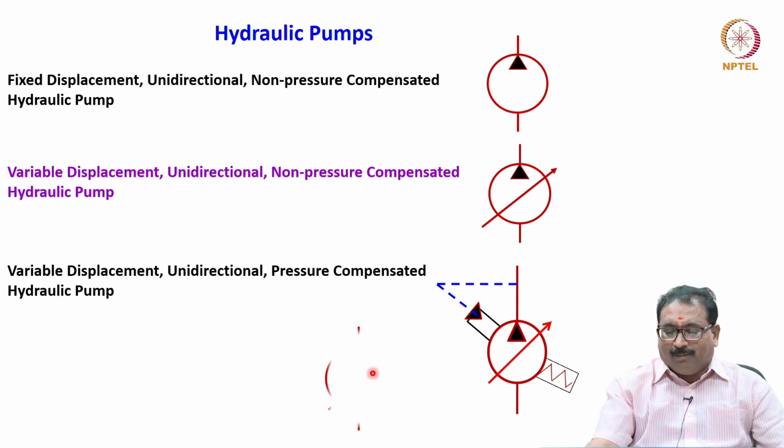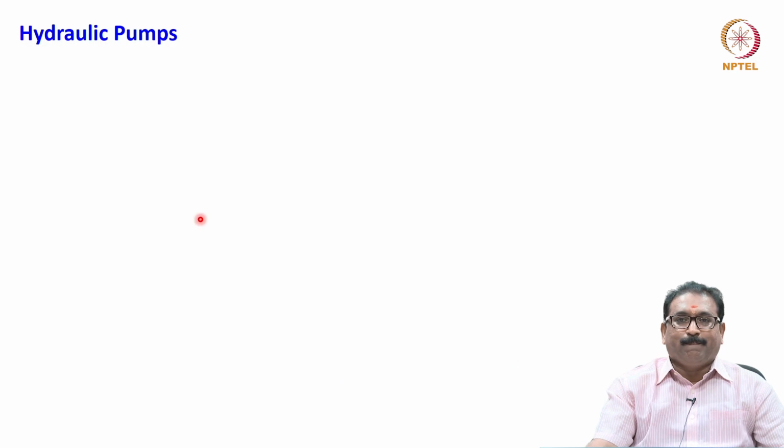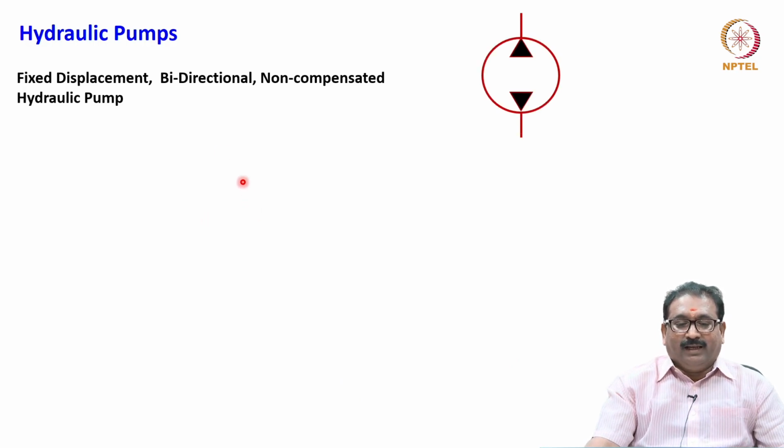But you will see, friends, some books represent it with an arrow also. Here you will see the arrow. This is also, you will understand, a pressure compensated unidirectional variable pump. Then you will see here also, I filled in 2 arrows. How will you read it?